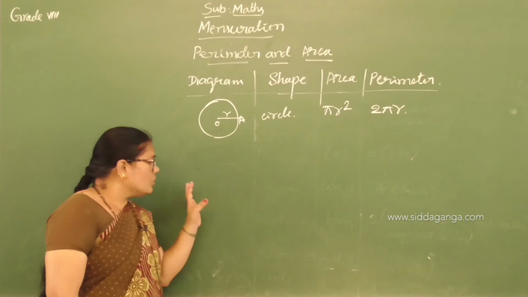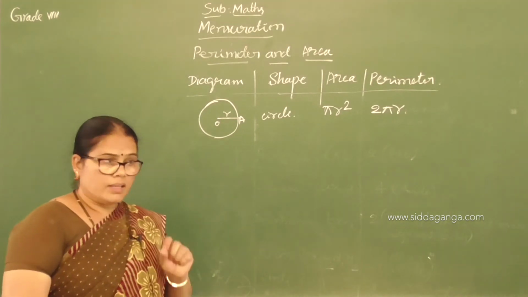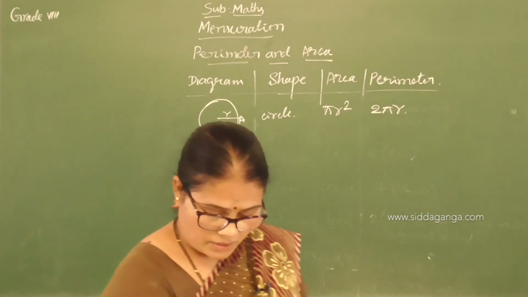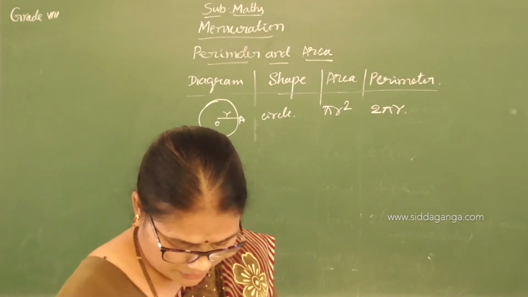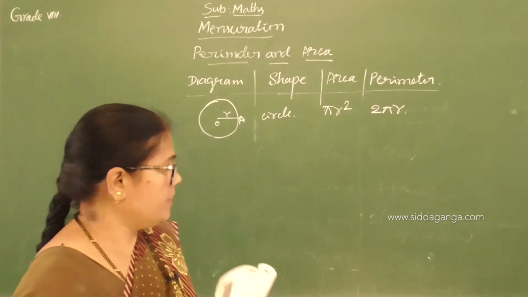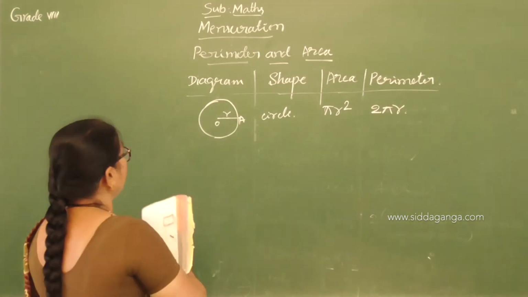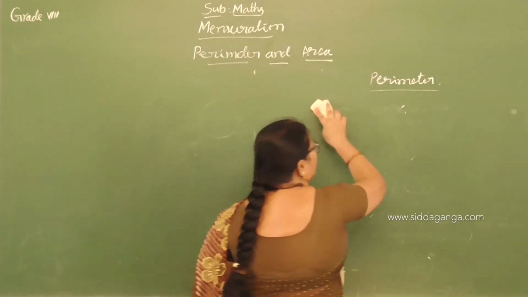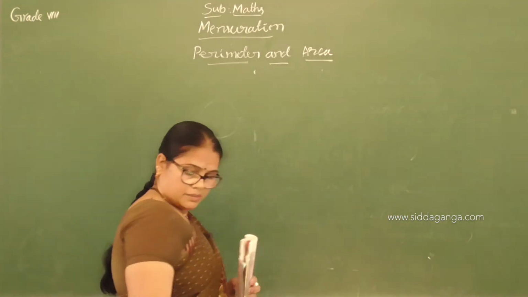Here we have to know about the areas and perimeters of the plane figures. On the basis of these figures, we have to calculate some problems on the basis of the area and perimeter. So I can take example 1.